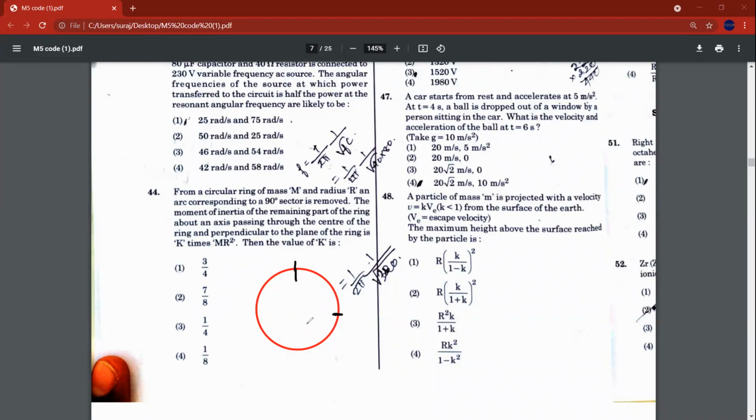That means mr square, right? 3 by 4 mr square is left, right? 3 by 4 mr square is left. So the answer should be the first one, 3 by 4. 1 by 4 mr square is out. Total is mr square, right? Total is mr square.